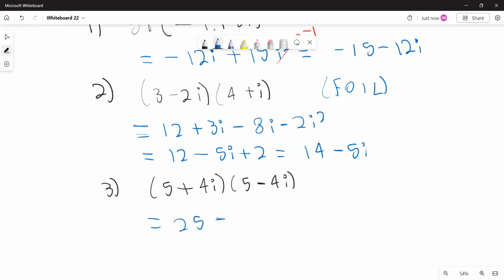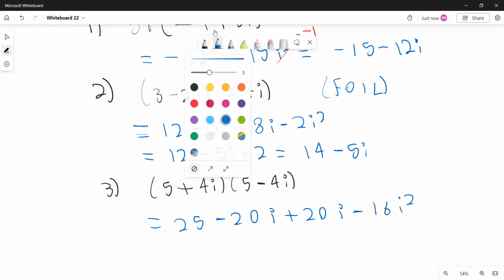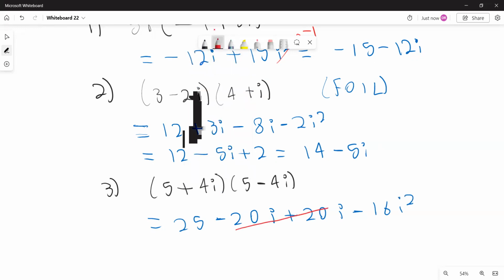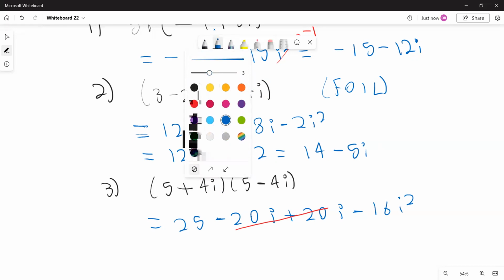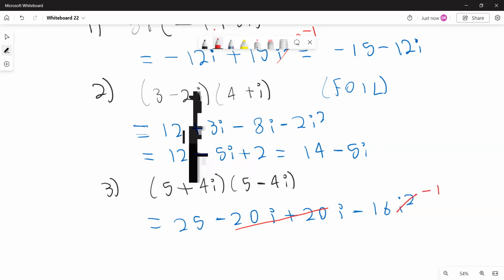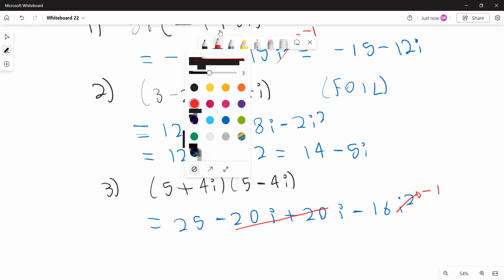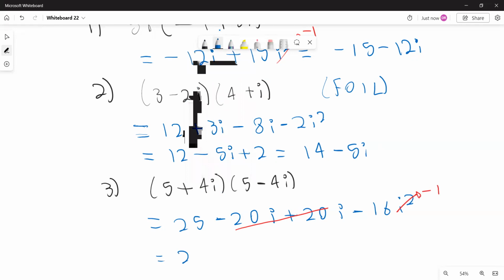And then 5 times minus 4i, 4i times 5, and 4i times -4i. So that's minus 16i squared. So the minus 20i plus 20i cancel out. I squared is -1. And the final answer is 25 plus 16, or 41.